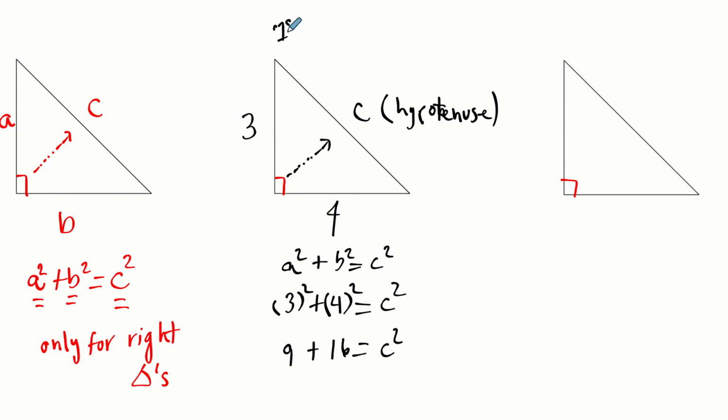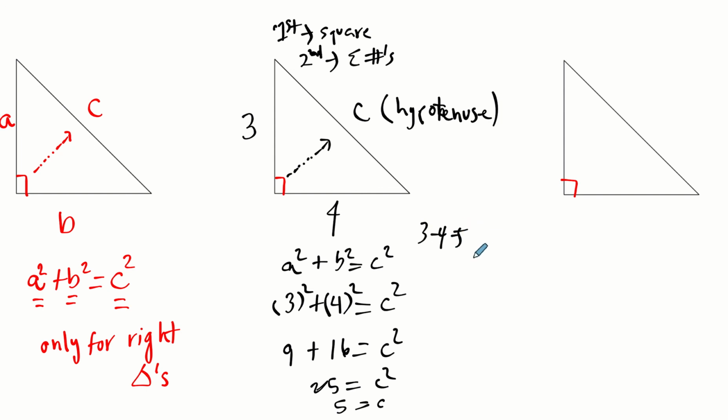Let me write that here. First, square the numbers. Second, add them up. Okay, there we go. Now let's continue. We have 25 is equal to C squared. Take the square root of both sides. We end up with C is equal to 5. Now imagine that. This is a 3, 4, 5 right triangle, right? And this is one of those Pythagorean triples that we've mentioned in class before.